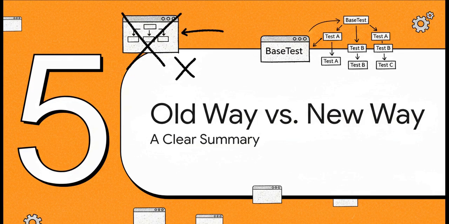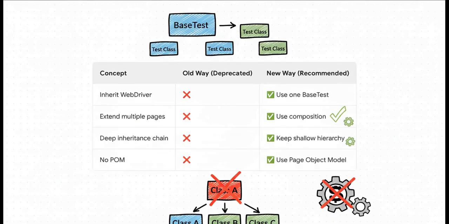All right, let's put this all together. To make this crystal clear, let's just do a direct side-by-side comparison of the old broken way versus the new recommended way. This is the cheat sheet for your next project. Seriously, if you're going to screenshot one thing, this is it. The old way was all about these deep, complex inheritance chains. The new recommended way? Use a single, lean base test, keep your class structure flat, and use composition to plug your page objects together. It's the difference between a rigid building that will crack under pressure and a flexible, modular system that can adapt to change.